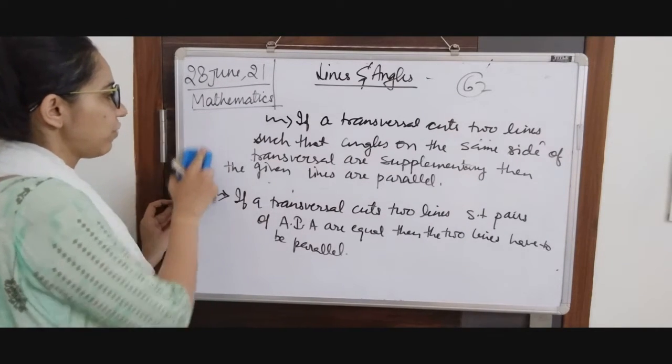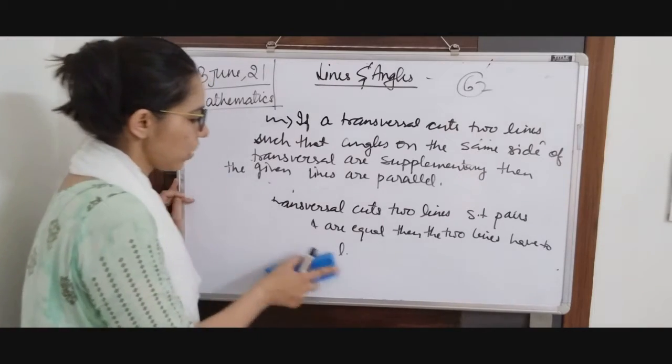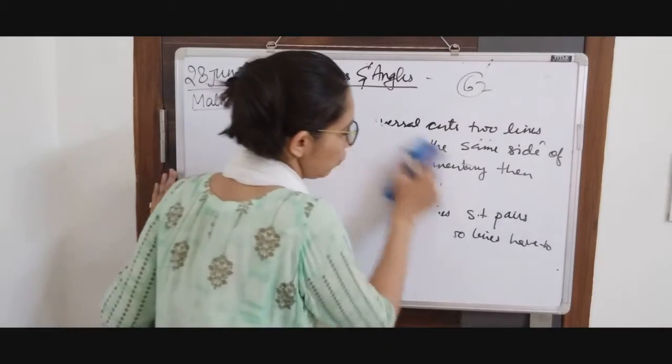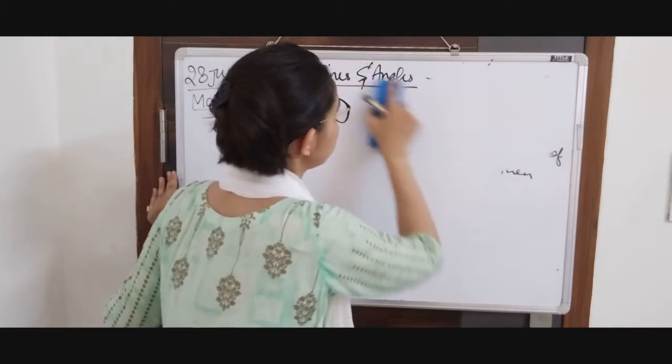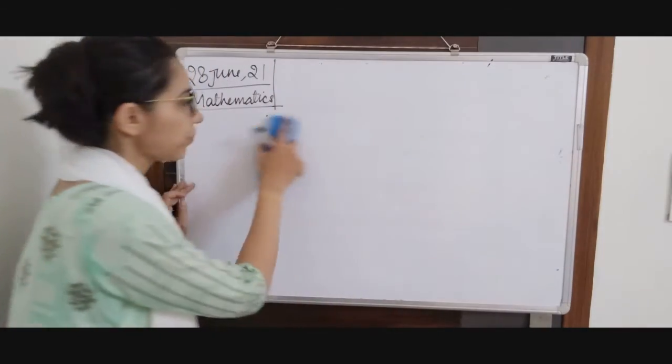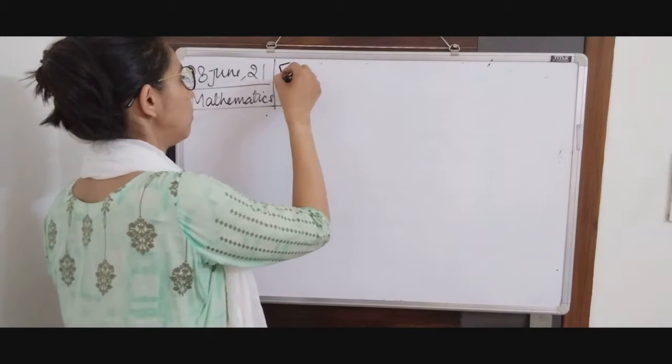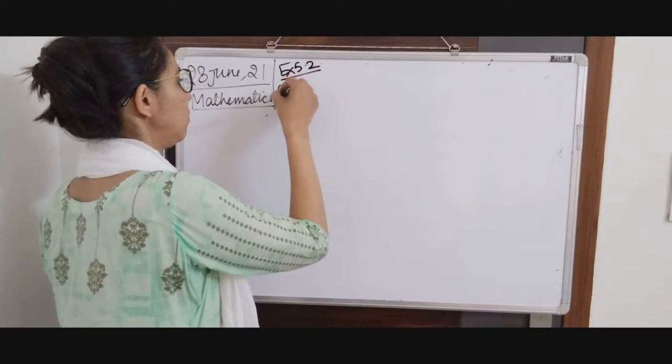One more thing, whenever you are using this property, you have to mention which property you are using, which property out of these 6. So exercise 5.2, question number 4.